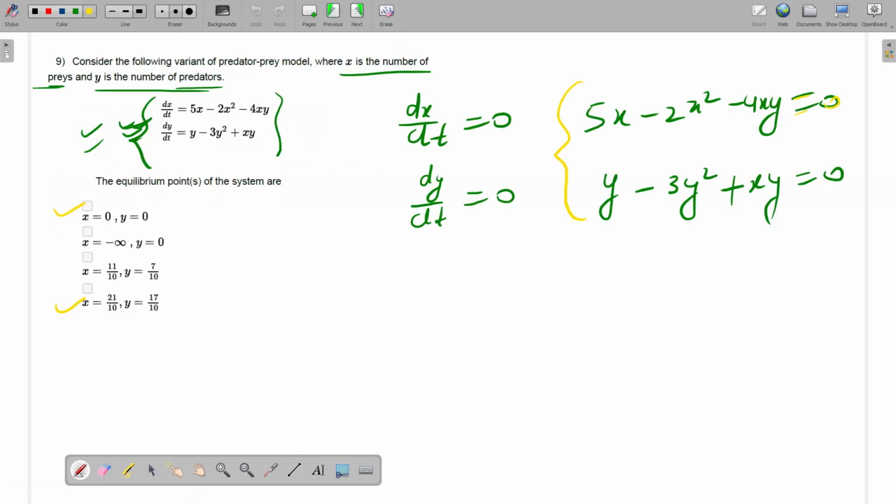See, this perimeter phase model is there. If you go to the video lectures of week 1, you'll get this kind of model called perimeter phase model. So how can we find the equilibrium point? We have to make dx by dt equal to 0 and dy by dt equal to 0. That will be the equilibrium point. So 5x minus 2x square minus 4xy should be equal to 0, and this also should be equal to 0.